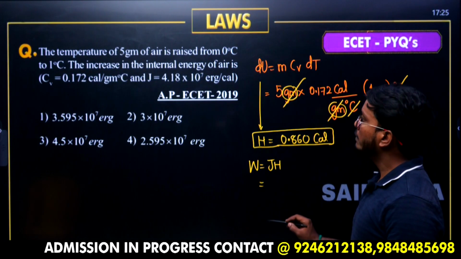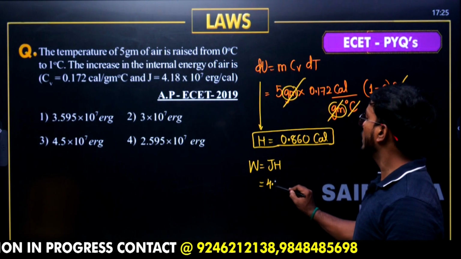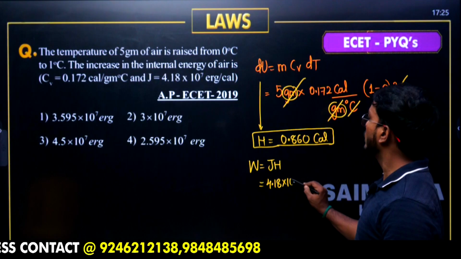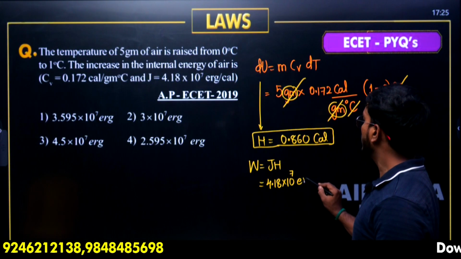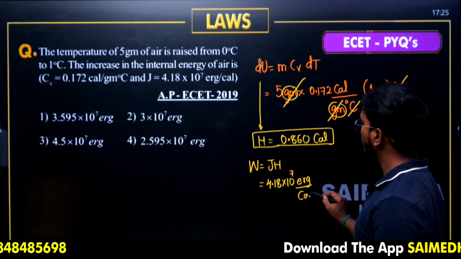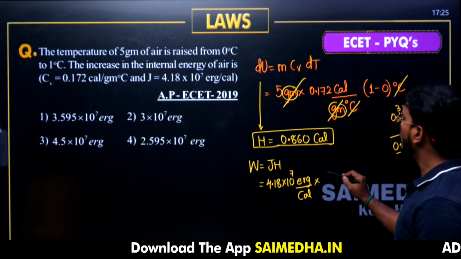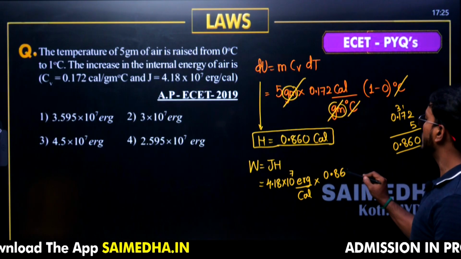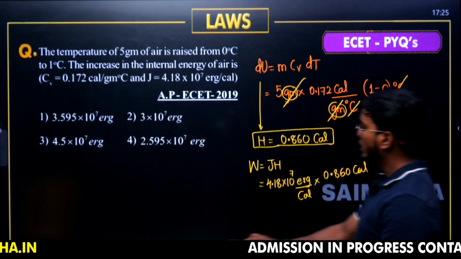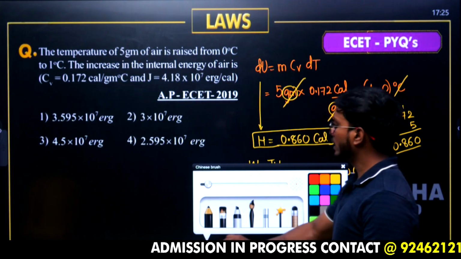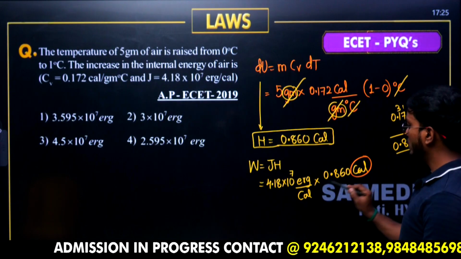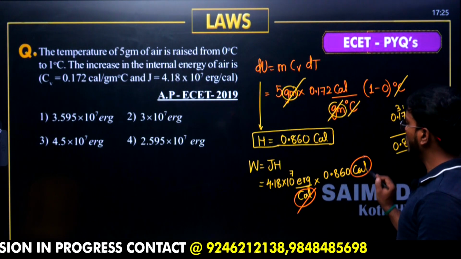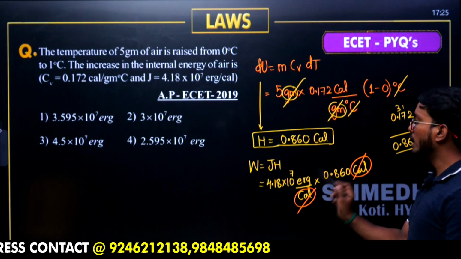So J value is given as 4.18 into 10 to the power of 7. Focus on the unit. Erg per calorie into, what is the value that we have got? 0.860. What is the unit? Calorie. Now calorie gets cancelled. This is the calorie, this is the calorie. These both get cancelled. Now your answer would be what in terms of ergs?